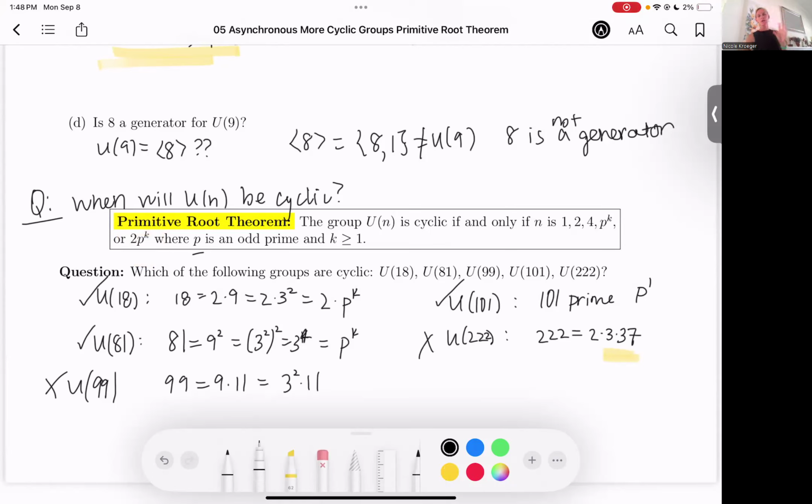Okay. So what you need to know from the primitive root theorem is that we have to look at the factorization of our numbers, and then how they factor will tell us whether that U group is cyclic or not. This only works for UN. This is not going to work for Zn. Zn is always cyclic. Un is only sometimes cyclic. So when we do the Diffie-Hellman key exchange, we're going to rely on using a group Un that is cyclic. And so we're going to have to be looking at UN where n is in one of these forms. Okay. So hopefully this made some sense to you.